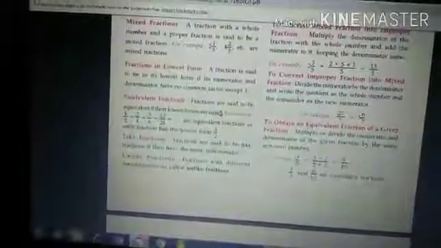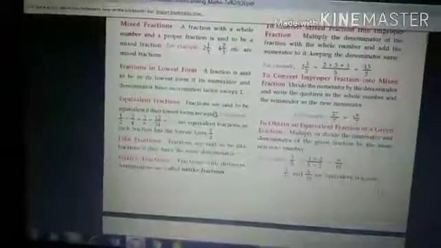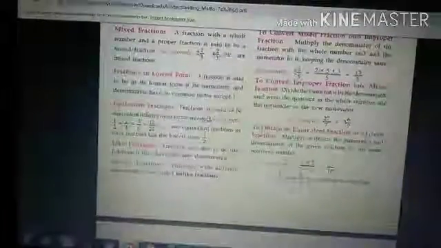Next is fraction in the lowest form. A fraction is said to be in lowest terms if its numerator and denominator have no common factor except 1. And next is equivalent fraction. Fractions are said to be equivalent if their lowest terms are equal. For example, 1/2 is equal to 2/4 is equal to 3/6 is equal to 12/24, etc.